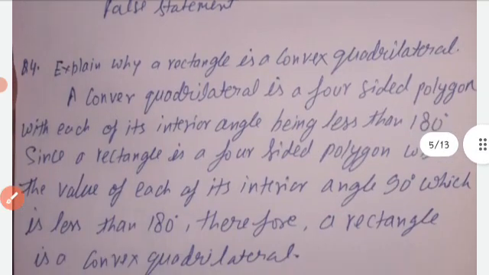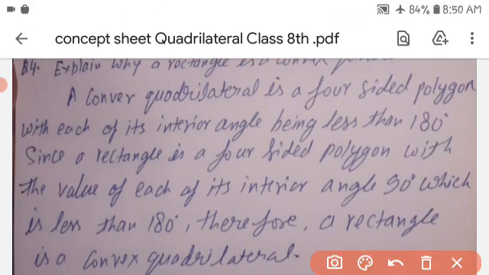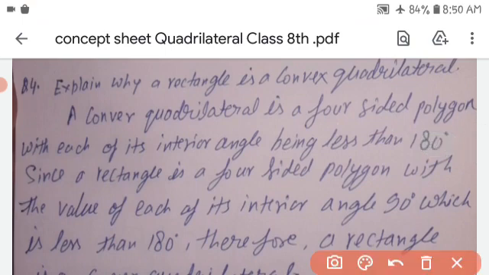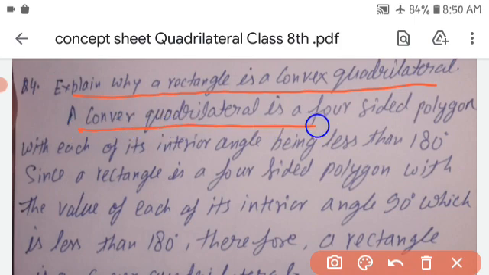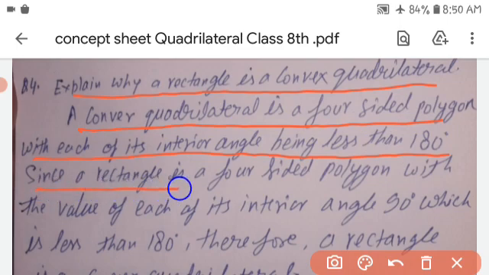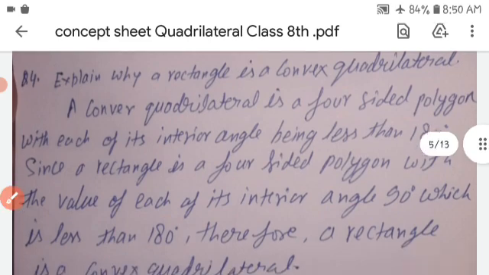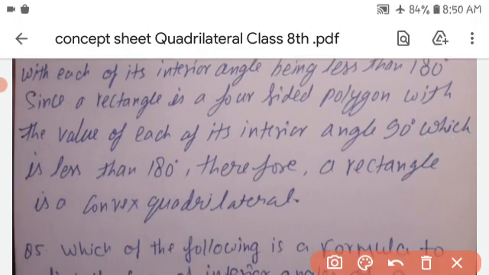Question 4. Explain why a rectangle is a convex quadrilateral. A convex quadrilateral is a four-sided polygon with each of its interior angles being less than 180 degrees. Since a rectangle is a four-sided polygon with each interior angle equal to 90 degrees, which is less than 180, therefore a rectangle is a convex quadrilateral.